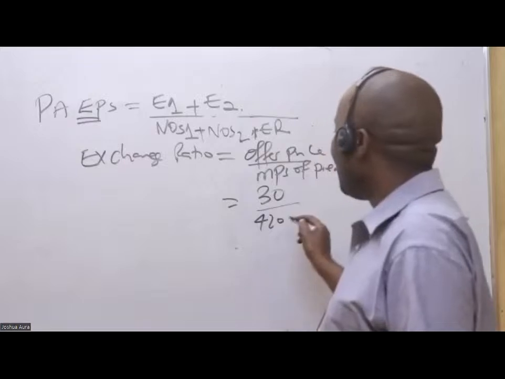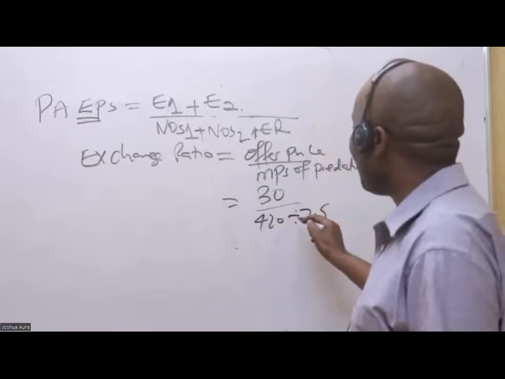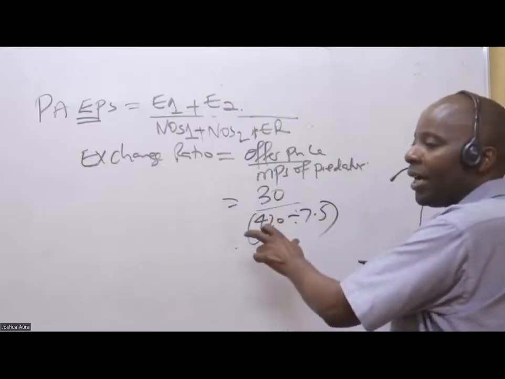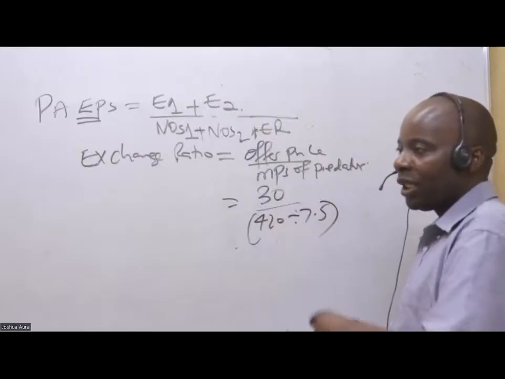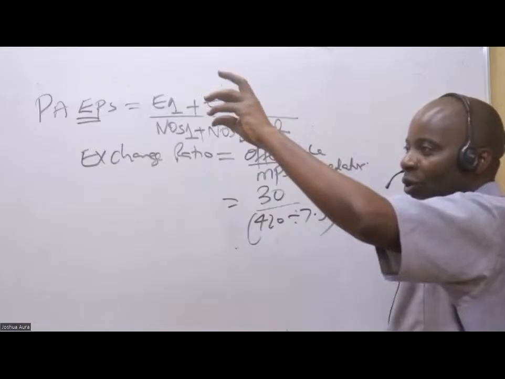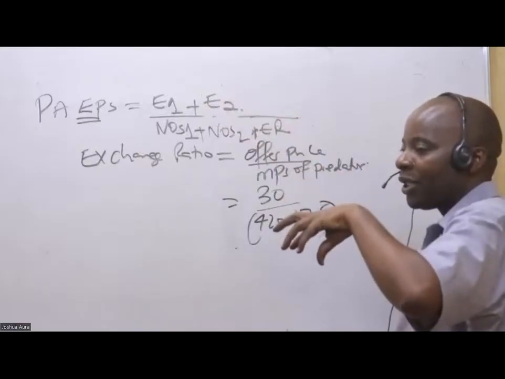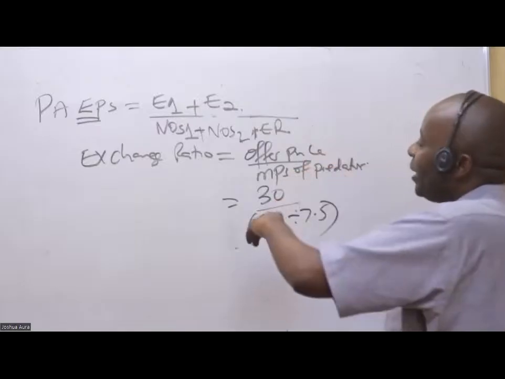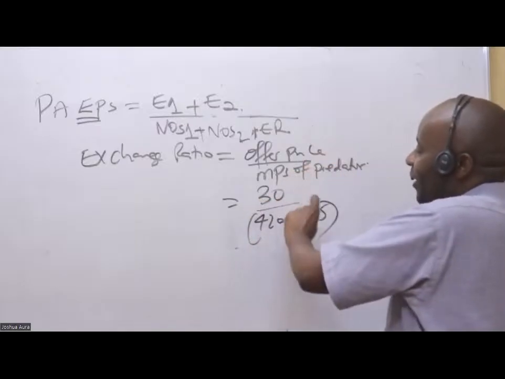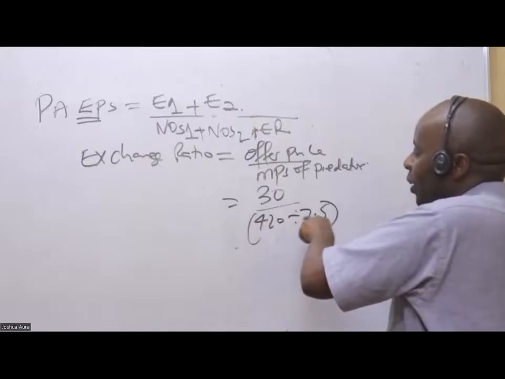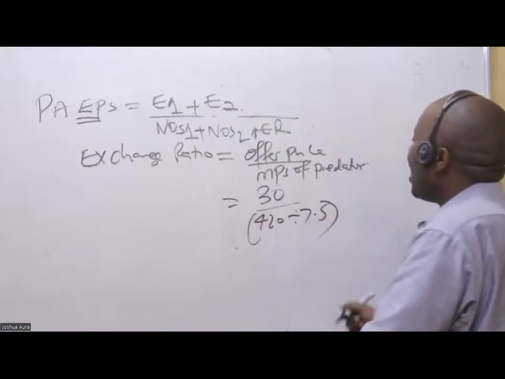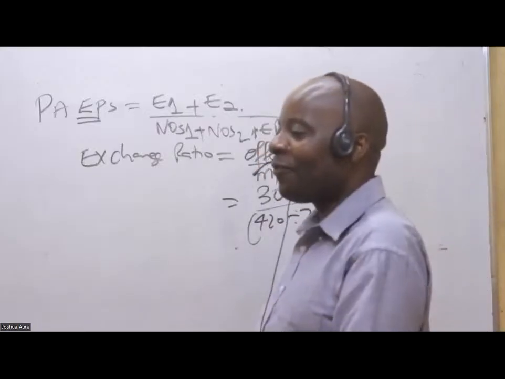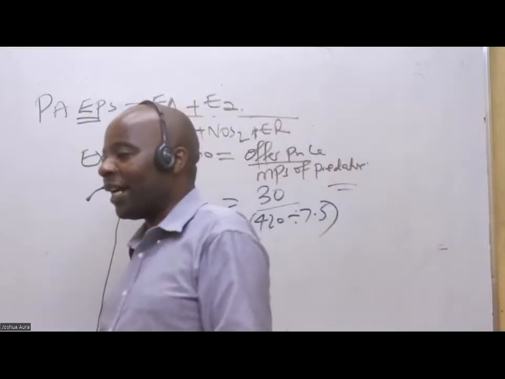MPS, divided by, like that. MPS of the predator. You take the market capital and divide by the number of ordinary shares of Songo. So is there somebody who can say 30 divided by open brackets 420 divided by 7.5? And then give me this exchange ratio in the form of a fraction. In the form of a fraction, what do we have there?